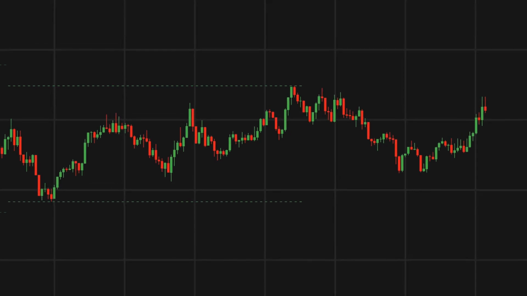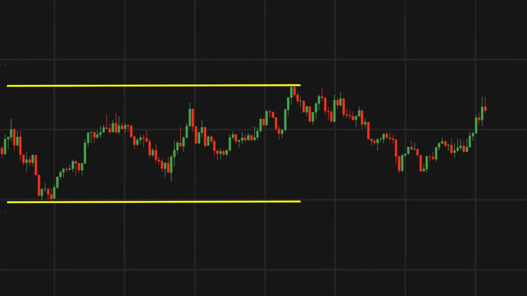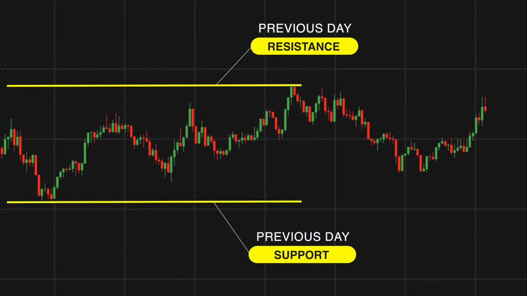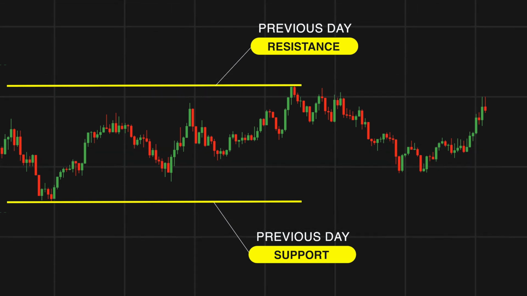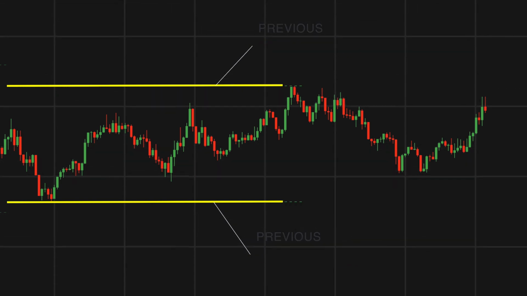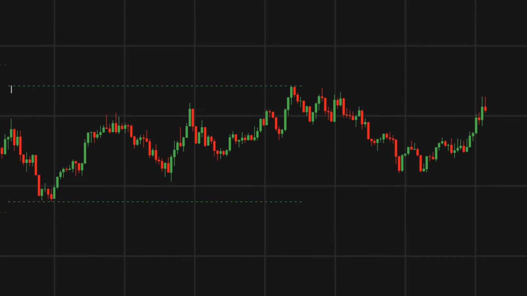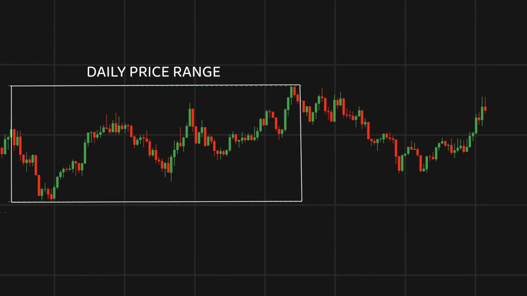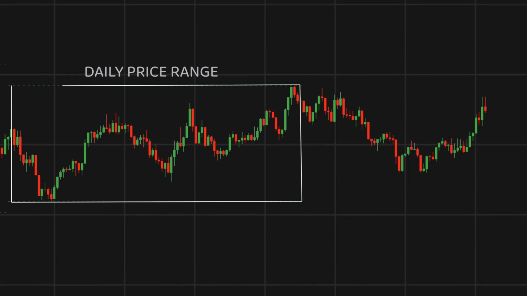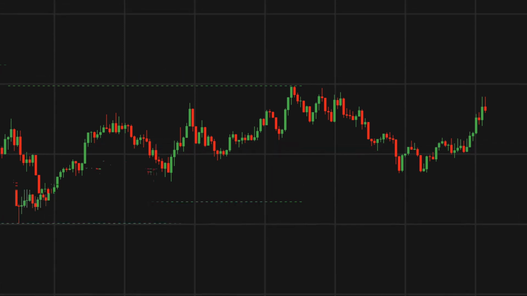Do you have yesterday's high and low marked on your charts at the moment? Chances are you don't. I am here to tell you those previous day levels are absolutely essential to be paying attention to. One of the most significant factors influencing price action is the previous day's high and low. These two levels serve as key reference points, providing valuable clues into the current market sentiment.